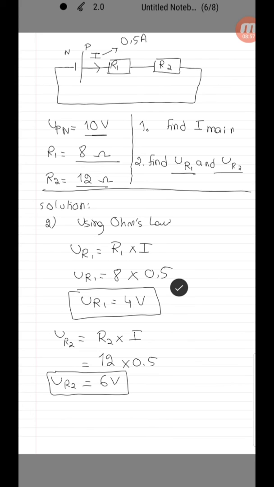Notice that U of R1 plus U of R2 is equal to 10, which is UPN. This is correct, since R1 and R2 are in series, so by the law of addition of voltage in series, the sum of U of R1 plus U of R2 should be equal to 10, which is correct.